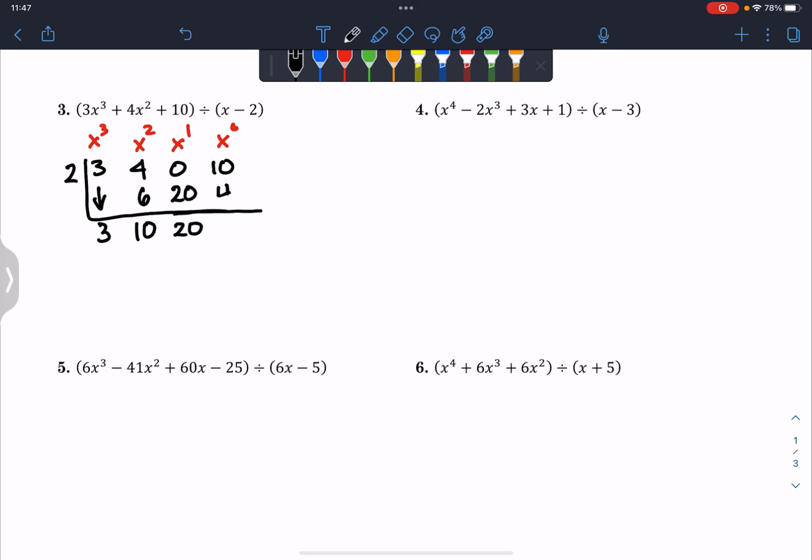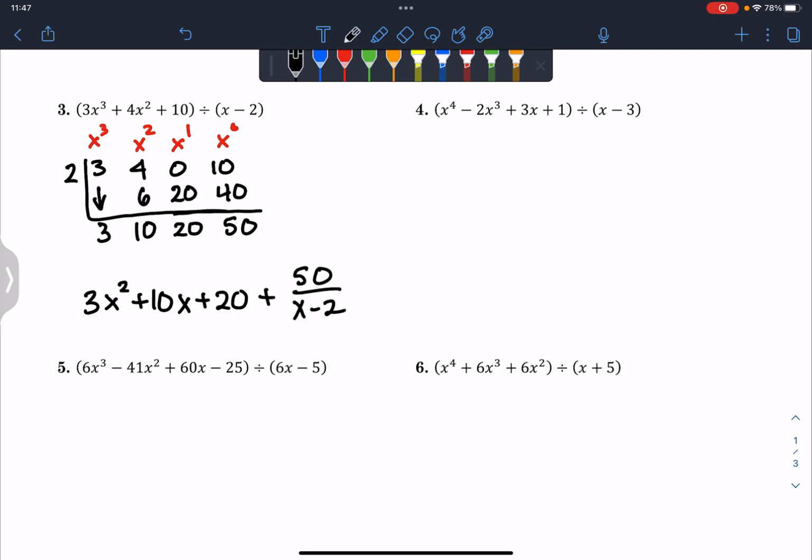And 40, and this adds up to 50. Again, since the leading coefficient was 1, we're dividing by 1. These numbers get divided by 1, except for the remainder. Again, the remainder doesn't get divided by 1. But since we're dividing by 1, really, we could just ignore that. And there's your solution.